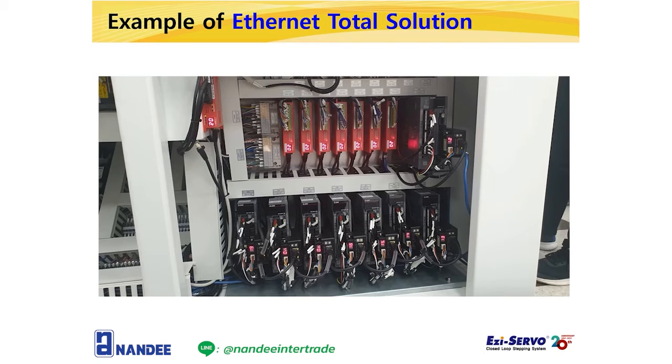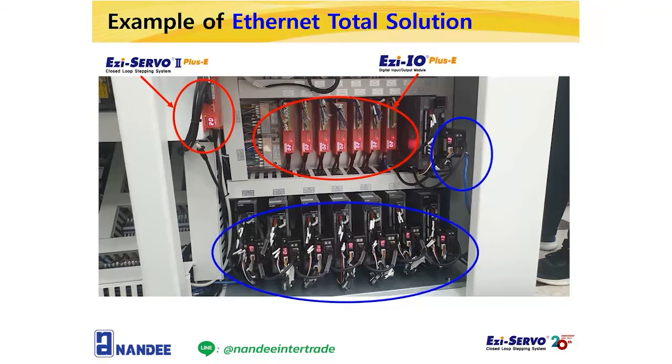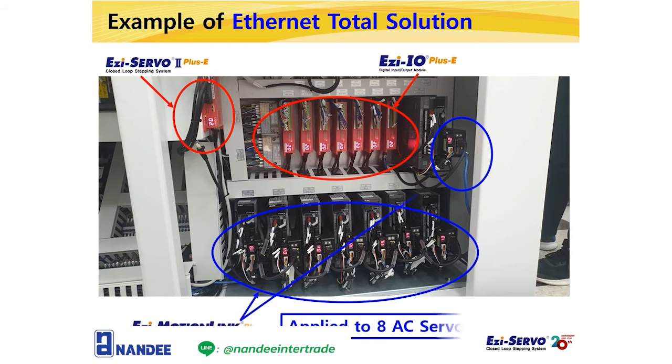This example applied the total solution concept that stepping motor, AC servo motor, and digital I/O module can be controlled with one Ethernet port, without a separate motion controller. FASTECH's Easy Servo 2+E, which is stepping motor, EZ I/O plus E, which is digital I/O module, and AC servo are applied to this machine. As you can see, EZ MotionLink, which is a 1-axis motion controller for AC servo drive, is directly connected to a total of 8 axes of AC servos.